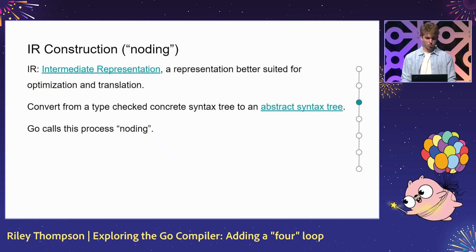Okay, so at this point, we now have a fully type-checked concrete syntax tree. The final stage of the front end is called IR construction. IR stands for intermediate representation. It's essentially any representation of our code that's better suited for optimization and translation. In our case, we'll be converting our type-checked concrete syntax tree into an abstract syntax tree, or AST. And the Go compiler refers to this process as noding.